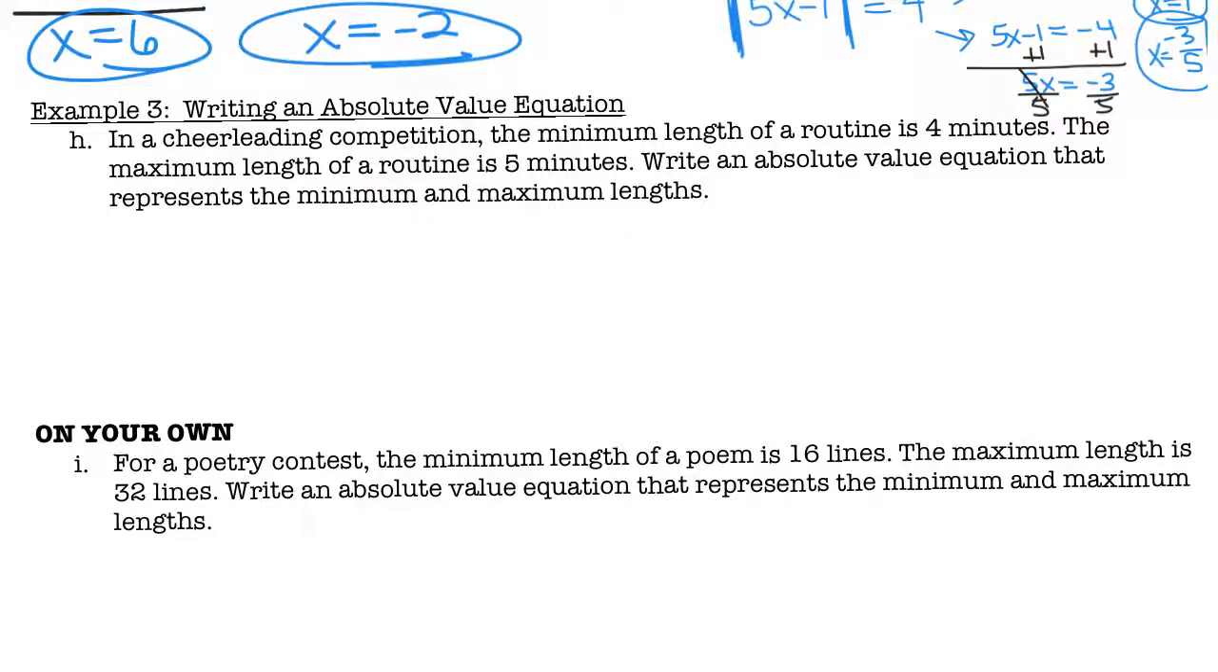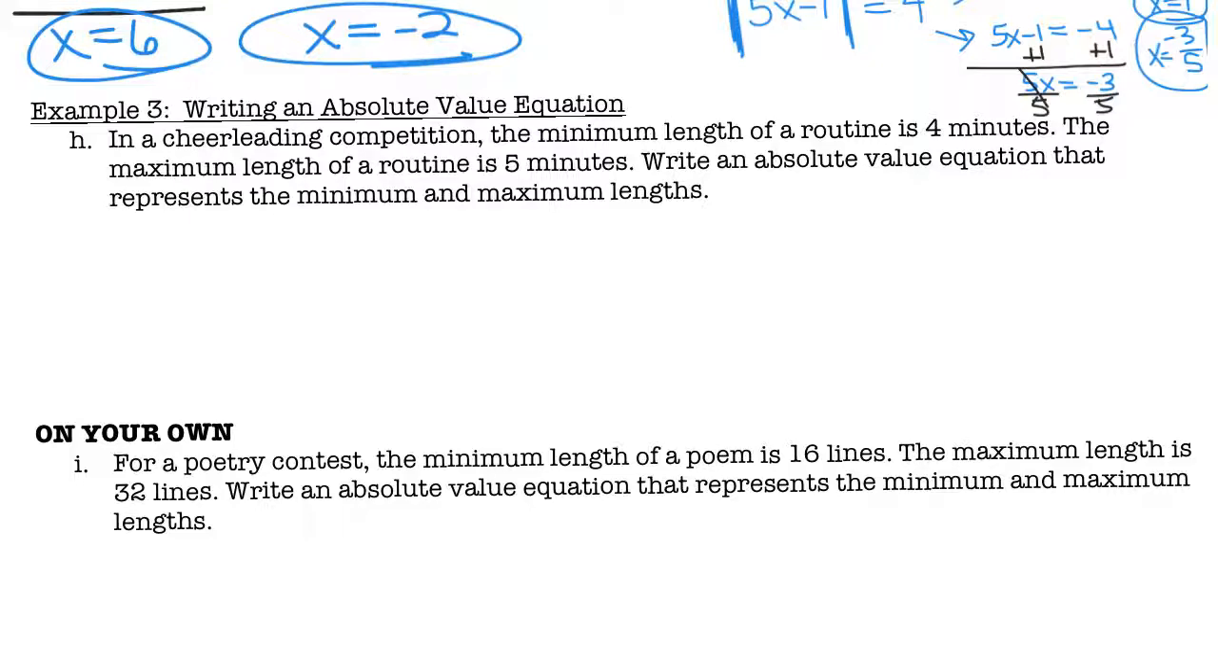All right, these word problems are a little bit different. I'm going to teach you how to do example 3, and then the on your own is very similar. It says, in a cheerleading competition, the minimum length of a routine is 4 minutes. The maximum length of a routine is 5 minutes. Write an absolute value equation that represents the minimum and maximum lengths.